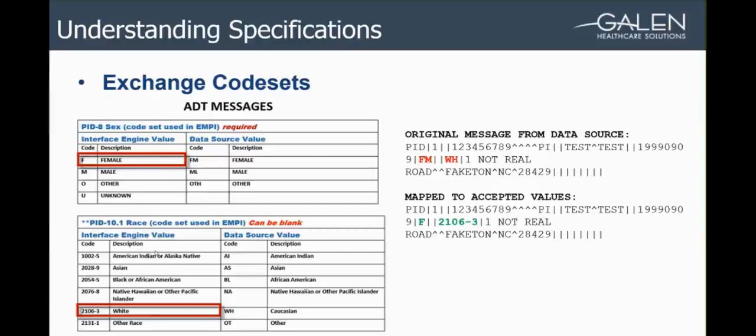Once you have a complete code set document, you can begin mapping the values participants will be sending that are expected and accepted by your HIE. So in this case, the value FM will get mapped to F because the participant is sending FM from the data source, and the accepted value for that equivalent meaning is F on the HIE side. And same thing for the race. They're sending WH for white, but as you can see, the HIE is expecting 2106-3 for white.